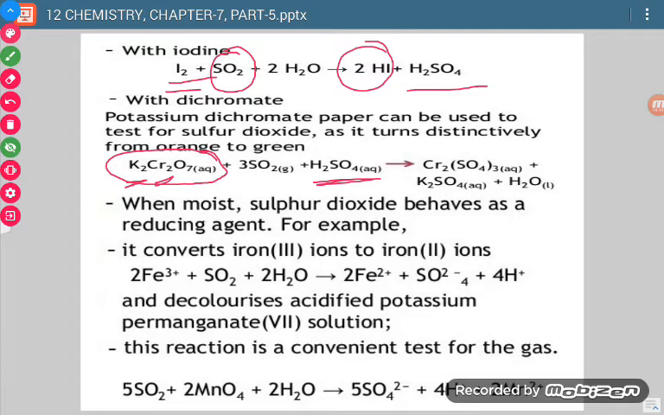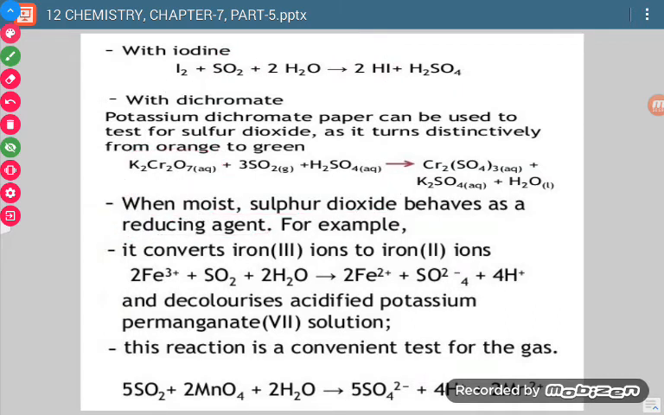Now if sulfur dioxide is taken in a moist form, in wet form, then it behaves as a reducing agent. Now what is a reducing agent? See here what we have taken. We have taken sulfur dioxide in moist form.